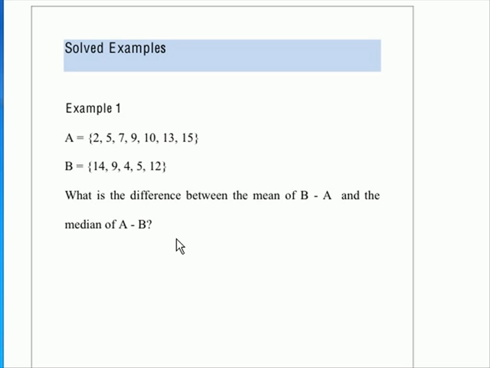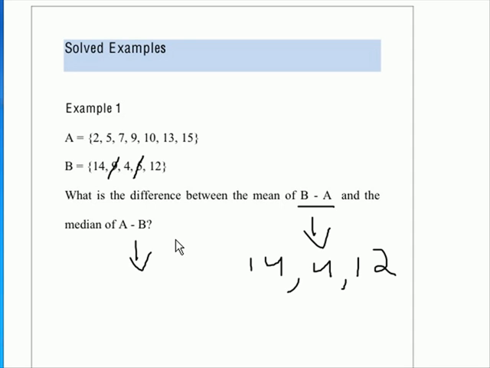Now if you recall your set theory, then B minus A would simply be all the elements that are in B which are not in A. So looking at this quickly, what you find is 2 isn't in B, 5 is in B, so I'll take that out. 7 is not, 9 is, so I'll take this out. 10 is not, 13 and 15 are not. So essentially B minus A would be 14, 4 and 12.